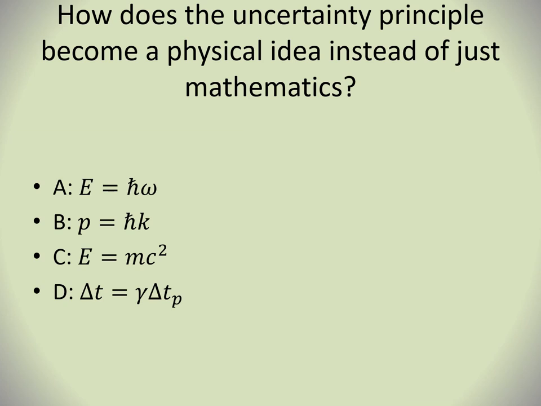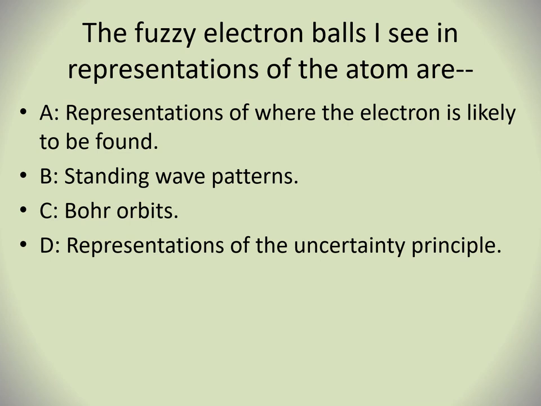So, how does the uncertainty principle become a physical idea instead of just mathematics? Well, you just saw this. Two answers. E is h-bar omega, or p equals h-bar k. Turns those purely mathematical relations into physics. Now, so there's a little preview of what's coming up.